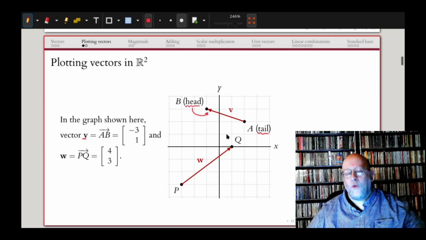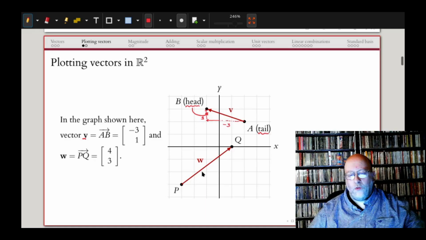So the starting point is the tail, the ending point is the head, and the coordinates tell us how to get from A to B traveling in the x and the y direction. So in the x direction, we have to go 3 units to the left. And in the y direction, we have to go 1 unit up. And that gets us from point A to point B, and so this is the vector -3, 1.